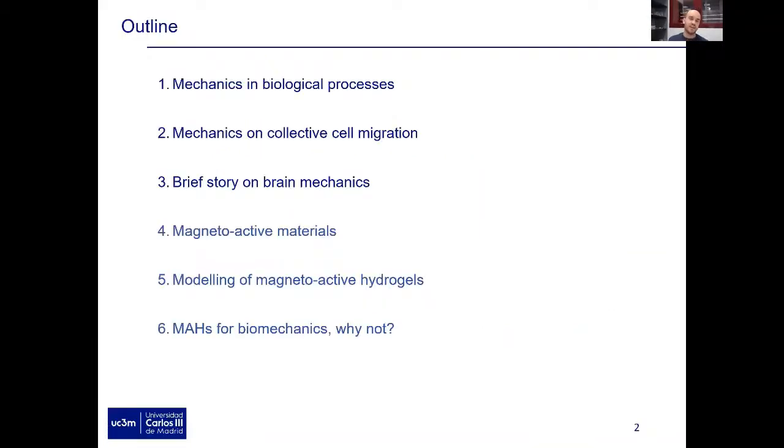So as I said, I have decided to split this presentation in two main blocks. First, I would like to talk about some mechanics in biological processes. I will talk a little bit first on how we can simulate collective cell migration, some insights from a mechanistic point of view. Then I will briefly introduce some previous work I did on brain mechanics, and then move to a priori completely different topics, especially how we can model and understand magneto-active hydrogels.